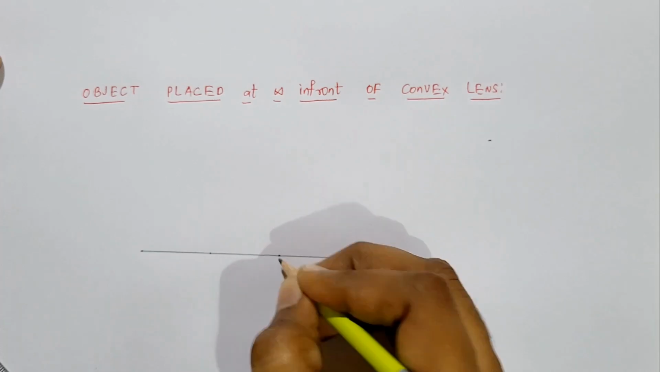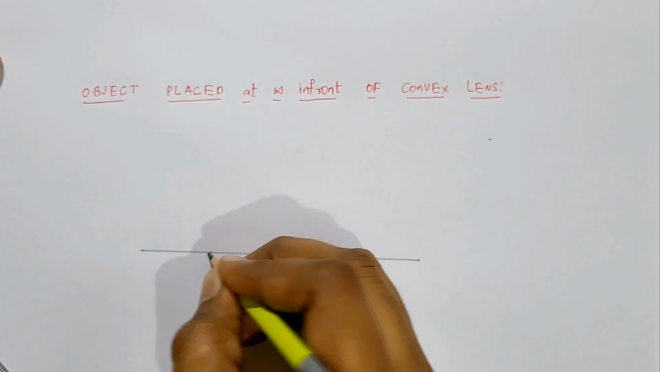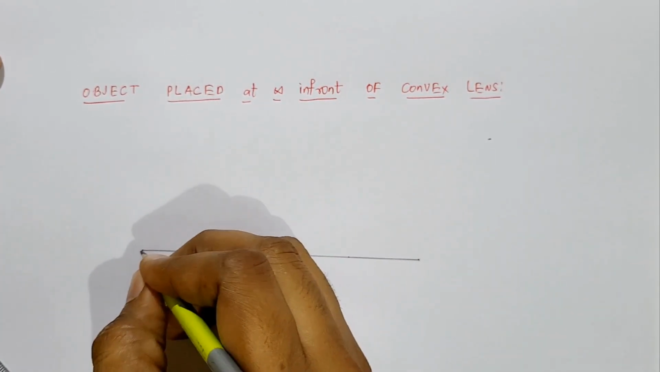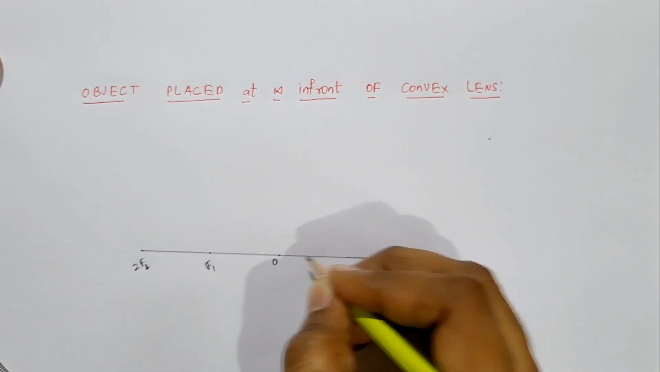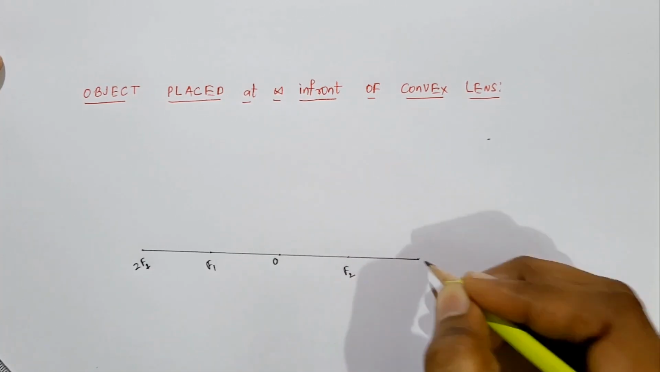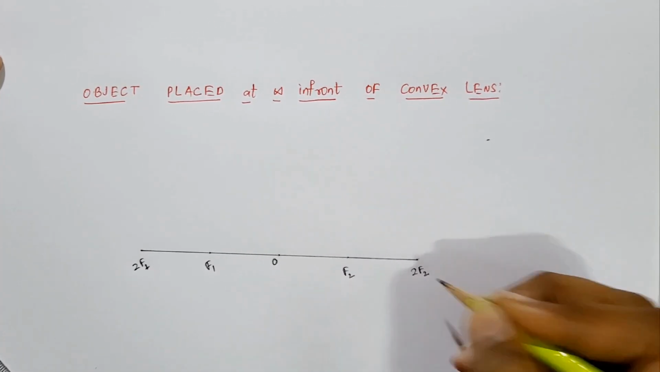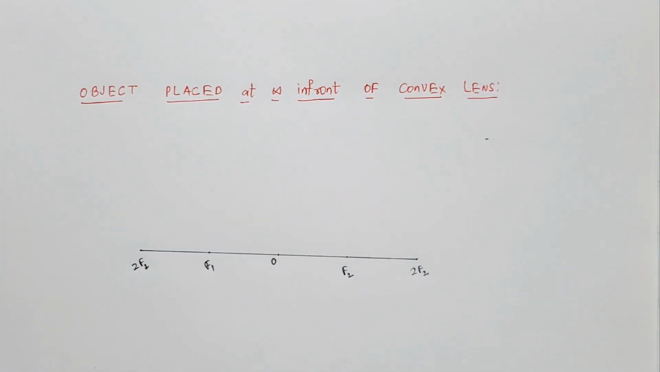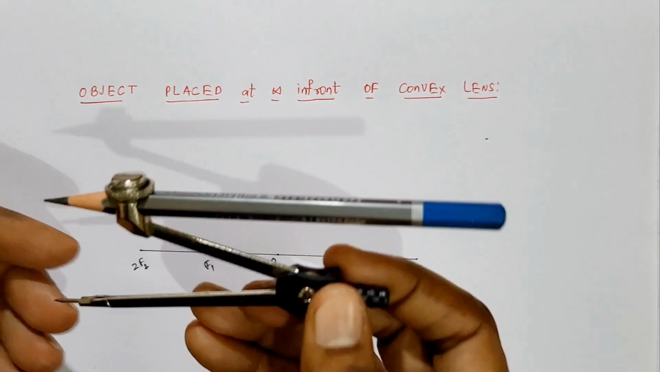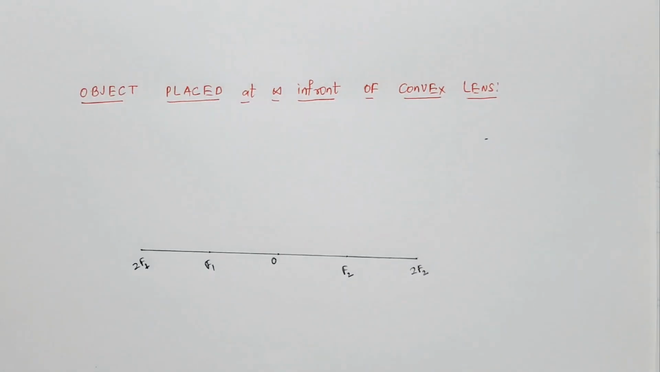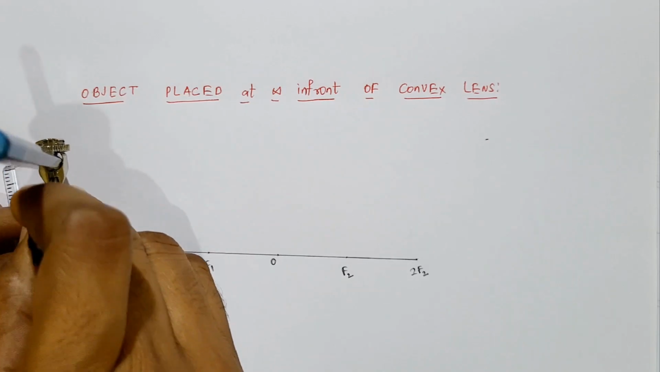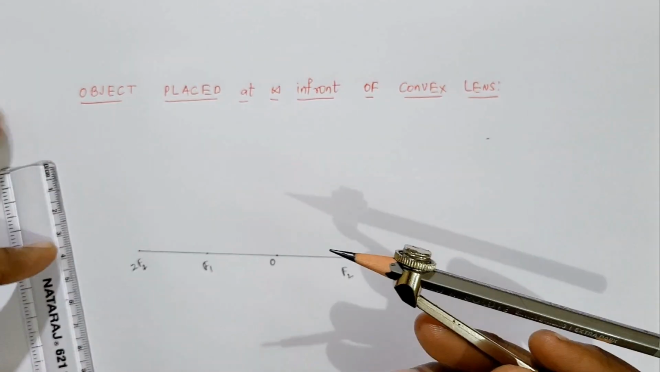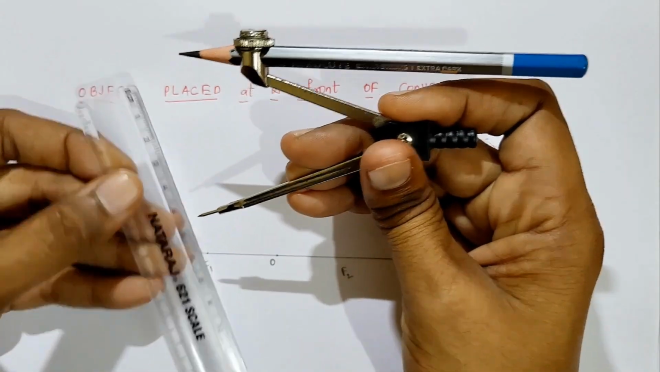This point is going to be our optical center. This point is going to be our focus 1, and this point is going to be our 2f1. This point is going to be our f2, and this point is going to be our 2f2. Now we have to construct a lens. Correct? How to construct the lens? Take a compass and take the radius as 6.2 centimeters. Okay? You can verify. I am taking the radius as 6.2 centimeters.